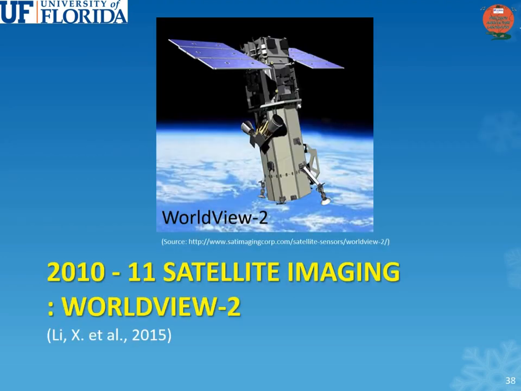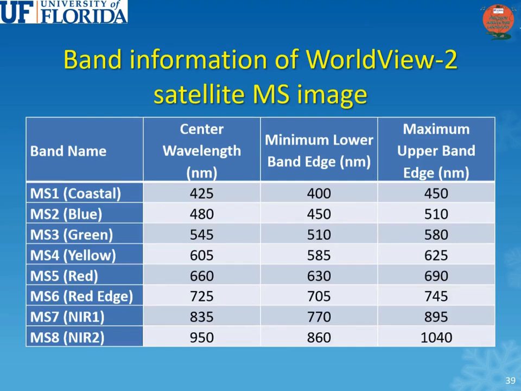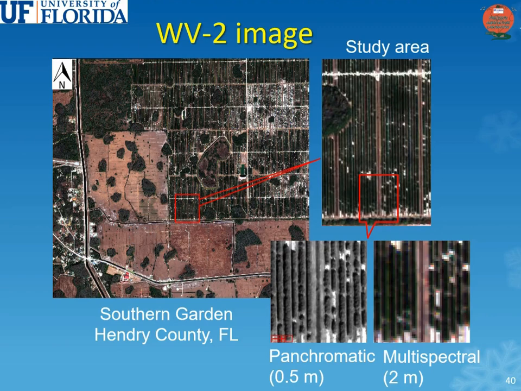And we also tried satellite images. We utilized the WorldView-2 images, and that satellite has 8 spectral bands. And this table shows the wavelength ranges. This is an example image of a Southern Garden in Hendry County, Florida. If you look at this part here, this is a panchromatic image, and the spatial resolution is 0.5 meters, much higher resolution. And then on the right, this is an example multispectral image with a spatial resolution of 2 meters.